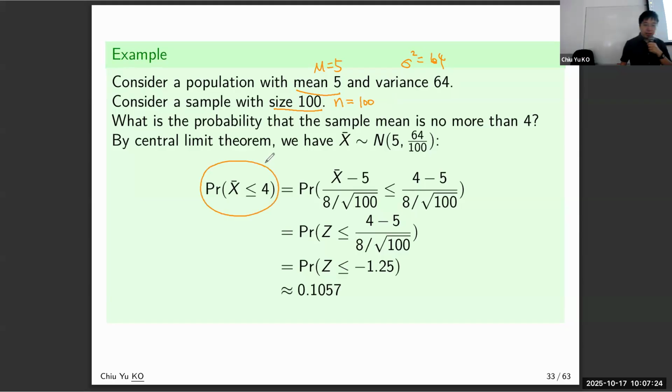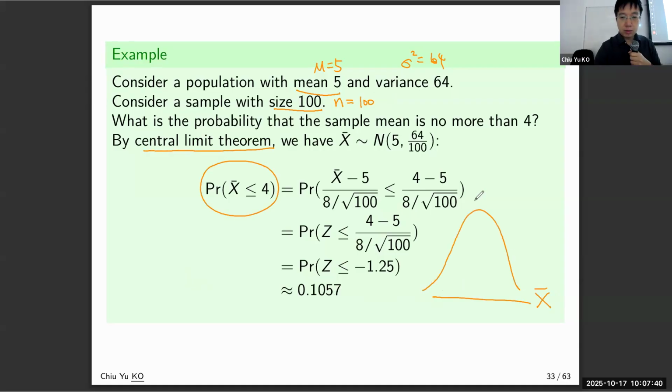All right. And we know that by central limit theorem, it must be the case. Let me draw it here. This guy is a bell curve, right? With mean mu equal to 5. The bell shape will be sigma square over n, which is 64 over 100. This is how fat the bell should be, the variance.